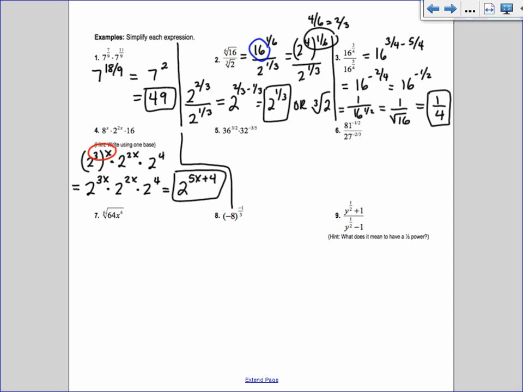Okay, so let's start with the 36 to the 3 over 2. So let's write it with radicals so we can see what it's saying. So 36 under a square root, right? The bottom number was a 2. And then I'm going to raise to the 3. So 6 cubed. And then the next one is 32 to the negative 3/5. That's a negative exponent. So whenever you see a negative exponent, do 1 over. So then I'm thinking 32 to the positive 3/5 would be the 5th root of 32, and then raised to the 3.